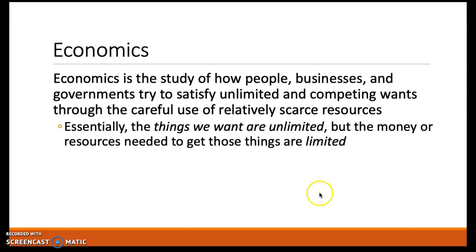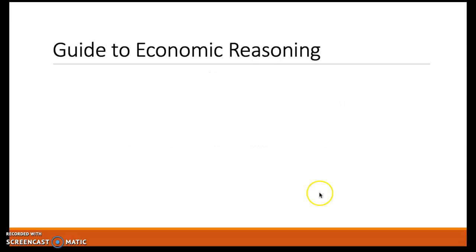It's the study of how people, businesses, and governments try to satisfy our unlimited and competing wants through the careful use of our relatively scarce resources. Essentially what this means is that the things that we want are unlimited. Right? There's no limit to the amount of things one person or a business or a government wants. However, the money or the resources that we have to get those things are limited. So economics studies how do we satisfy the things that we want that are unlimited with the limited resources that we have. And in order to do that, we need to start with the Guide to Economic Reasoning.